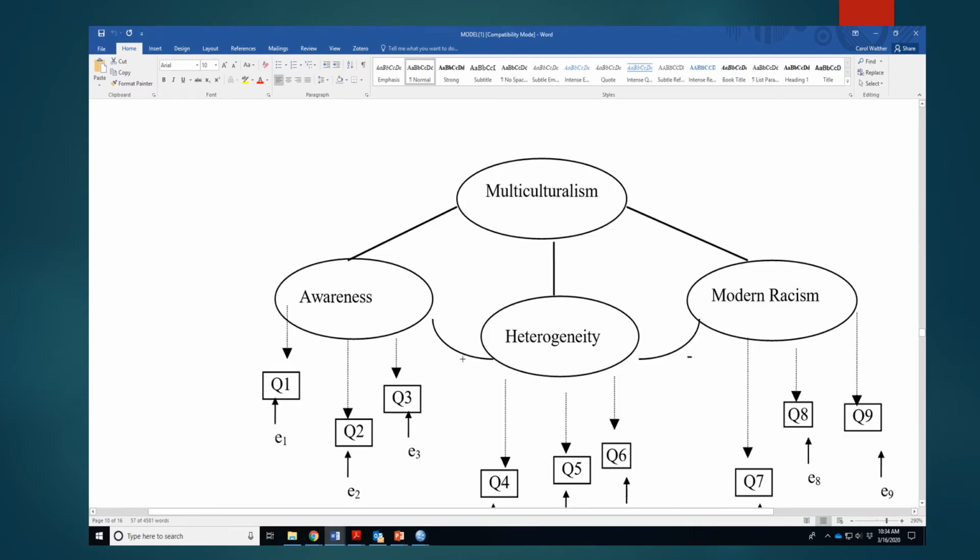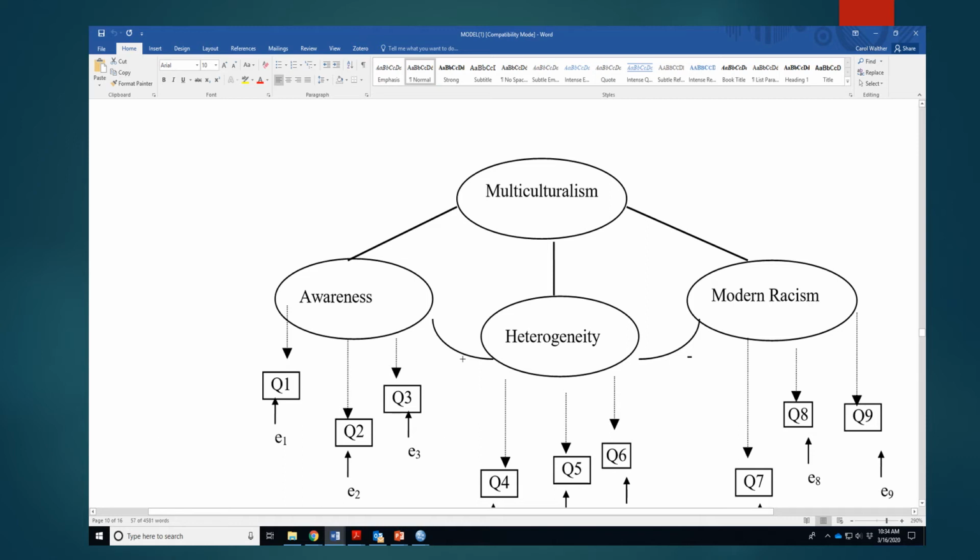The next figure is much more detailed. It's looking at multiculturalism, which is latent, awareness, which is latent, heterogeneity, which is latent, and modern racism, which is latent. And then you'll notice that we have Q1, Q2, Q3, for example, for awareness. So those Qs represent questions that we would ask to indicate or represent what awareness means. So we could say, do you know about the various centers at NIU? Have you visited the centers? Have you attended center events?